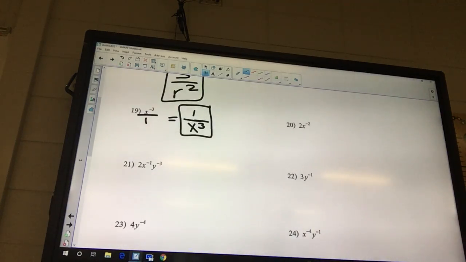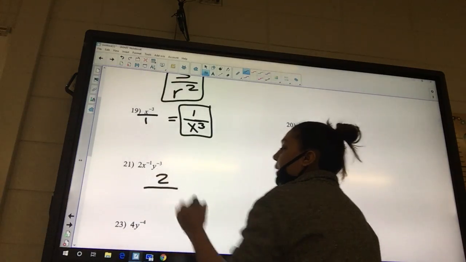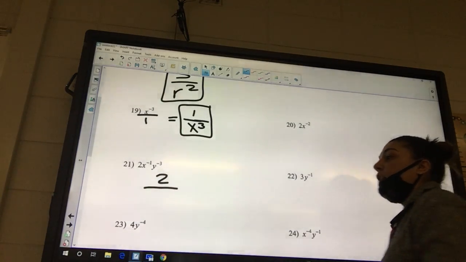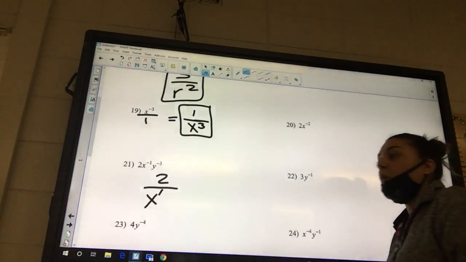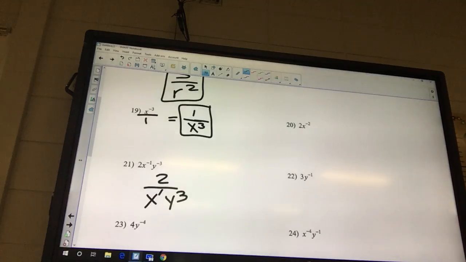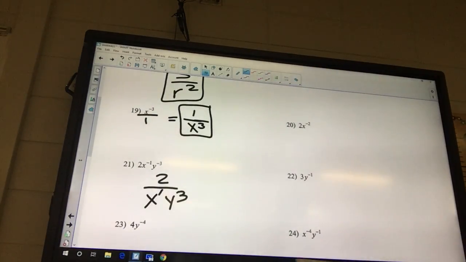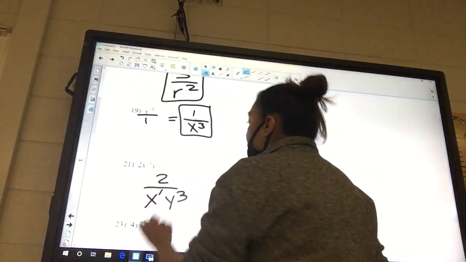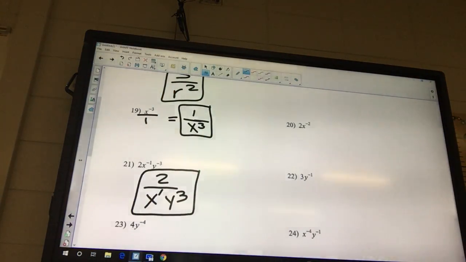Okay, 21. What should be on top? 2. What about the bottom? x to the 1, y to the 3. Do we write x to the 1? You can, you don't have to. Okay, it's preferred that you don't.